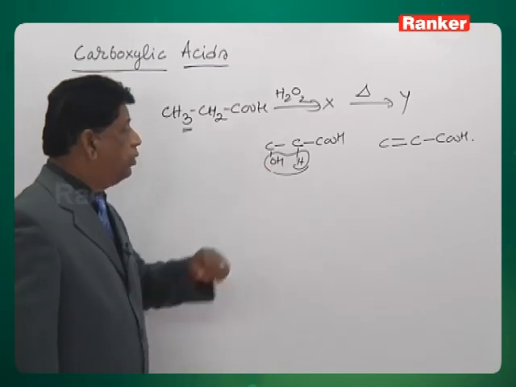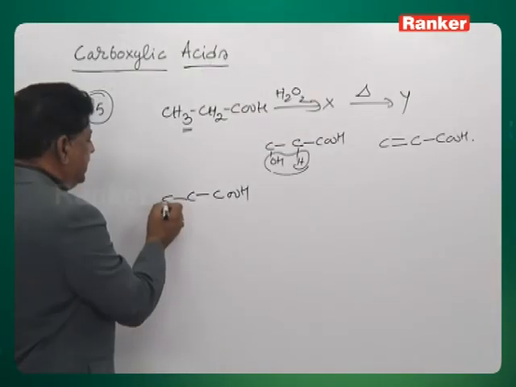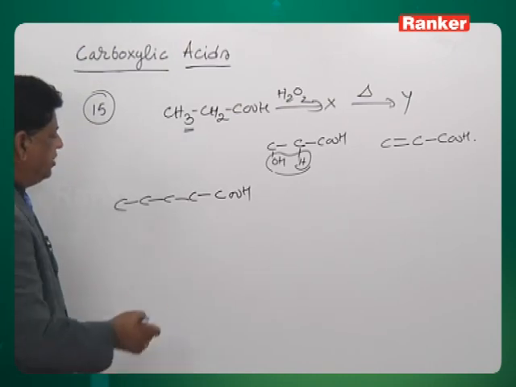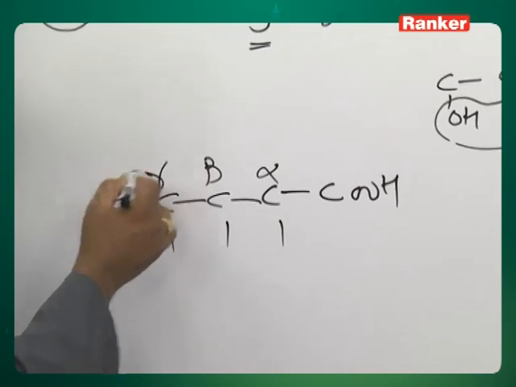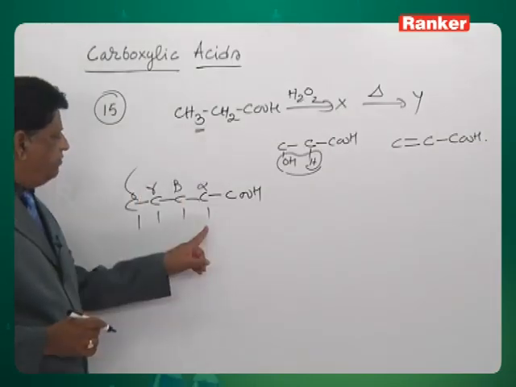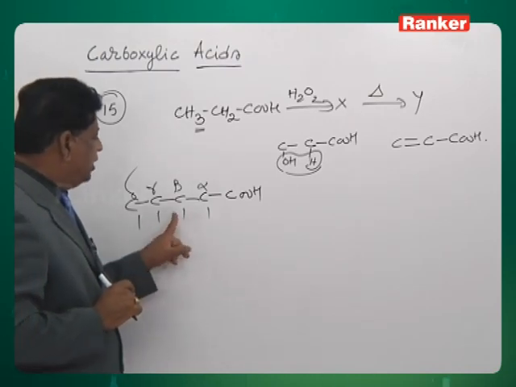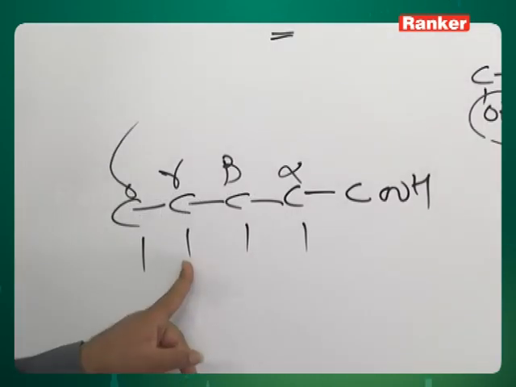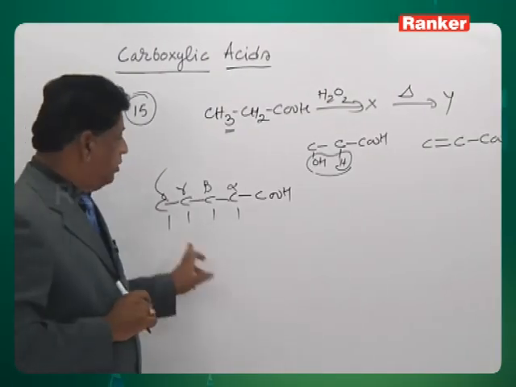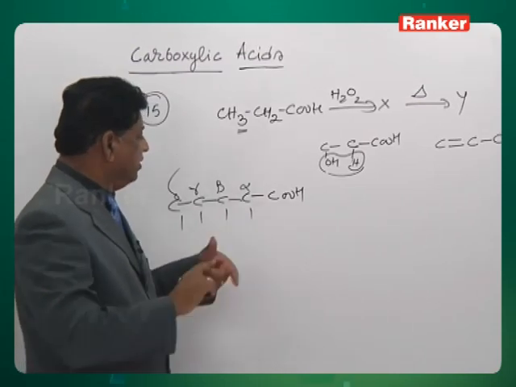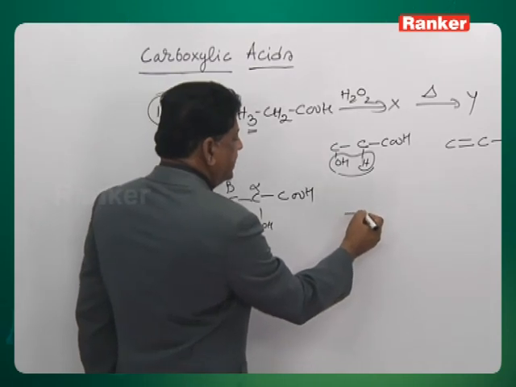Beta hydroxy undergoes elimination. There is a concept here, a carboxylic acid containing different OHs, let us say alpha, beta, gamma, delta and so on. Alpha hydroxy undergoes lactide formation, beta undergoes dehydration, gamma onwards undergoes lactone formation, intermolecular. If alpha OH is there, 2 carboxylic acids will react like this.